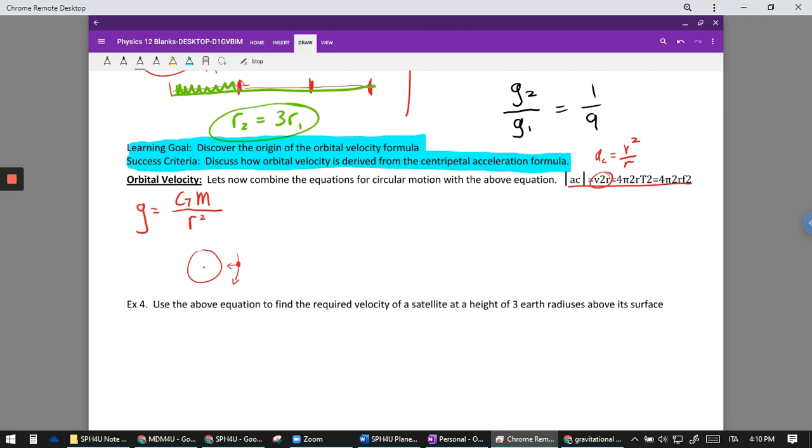Turns out that my gravitational field strength in orbit is equal to my centripetal acceleration. Okay? Oh, but wait, my centripetal acceleration is equal to V squared over R. And so if I basically take this formula here and this formula there, and I now set them equal to each other, I'm basically dealing with the following. V squared over R equals GM over R squared.